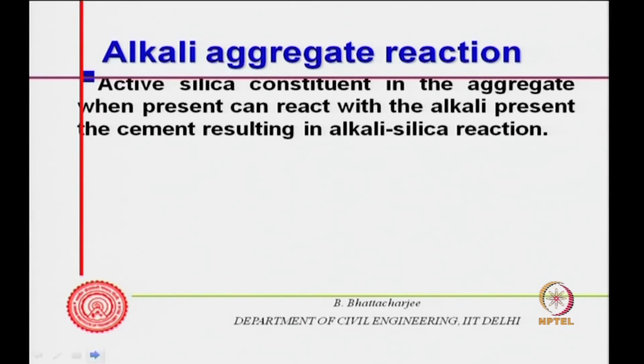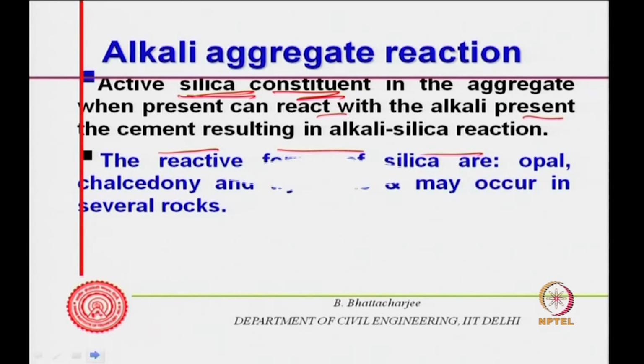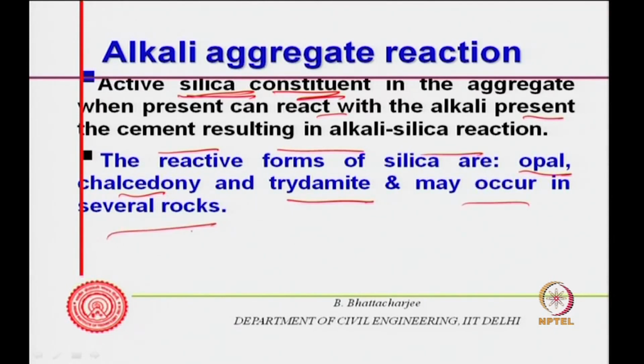Alkali aggregate reaction is another kind of degradation process of concrete; concrete deteriorates with alkali aggregate reaction. Now, some aggregates exhibit this, not all aggregates. Some aggregate which has active silica can react with the alkali present in the cement, resulting in alkali silica reaction. The reactive forms of silica, some of which I have just noted down, are opal, chalcedony, tridymite, and there are many others, and they occur in many rocks, opal quartz for example.